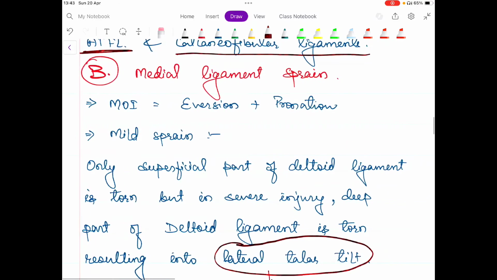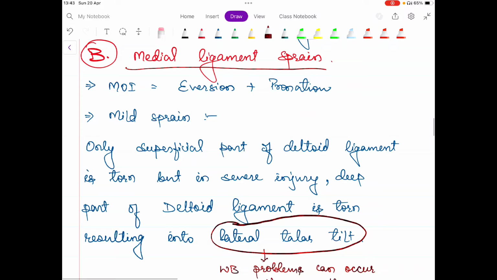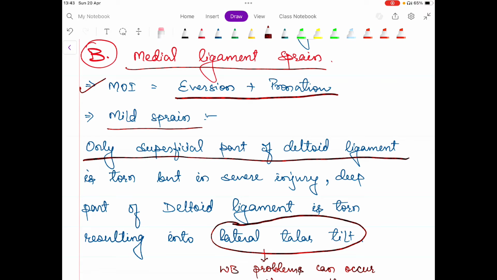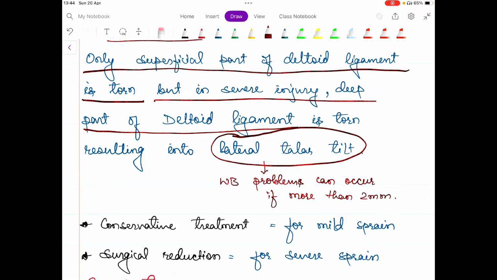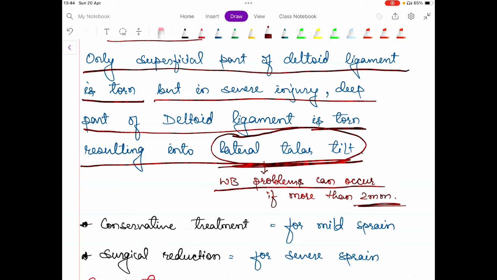Now, what is this medial ligament sprain? The mechanism of injury will be eversion plus pronation. If the medial ligament sprain is mild, then only the superficial part of the deltoid ligament is torn. But in severe injury, the deep part of the deltoid ligament is torn, leading to lateral talar tilt. And if there is lateral talar tilt, then weight bearing problems can occur if it is more than 2 mm.